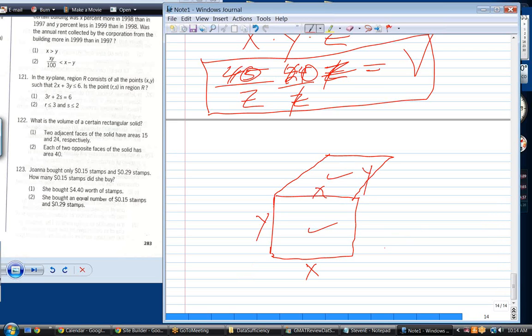So the volume of this thing is now x times y squared. Just two variables. In other words, 40 times y.